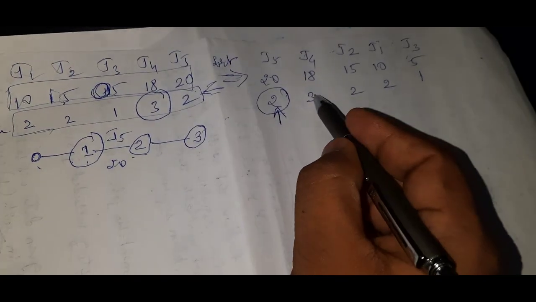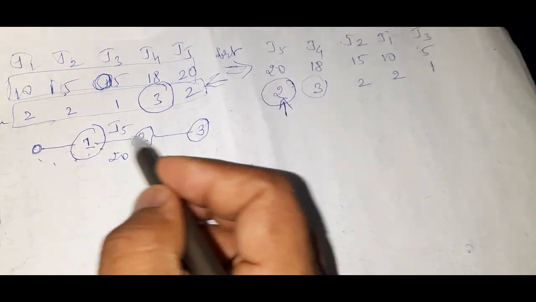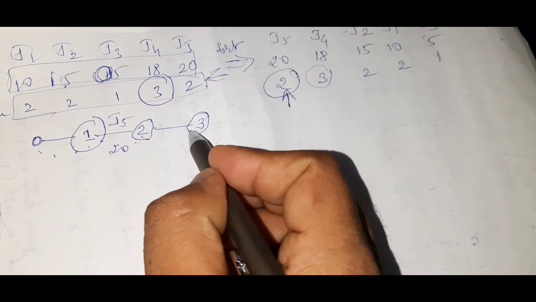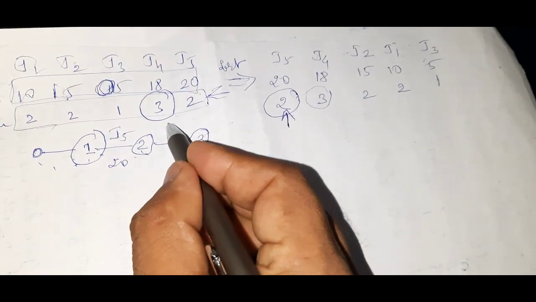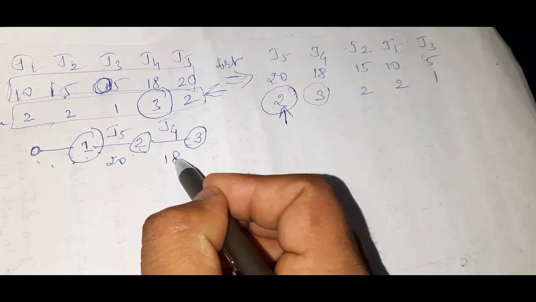Next is J4. What is its unit of time? 3. So it means 0 to 1 is the first slot, 1 to 2 is the second slot, and the third is free. Nobody is allocated any work there. So J4, its profit is 18.